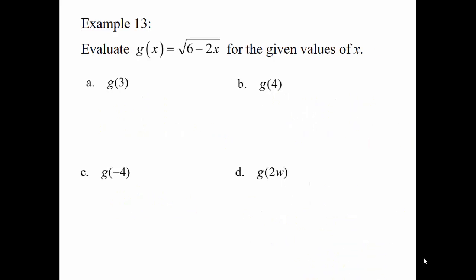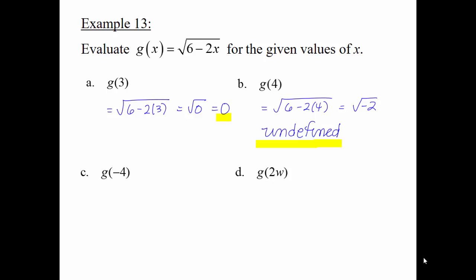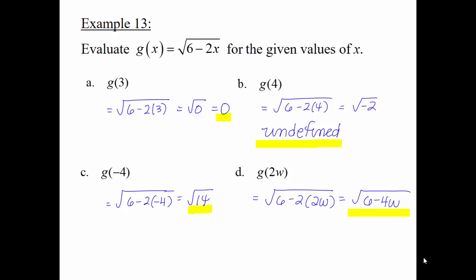Okay, evaluate g of x is equal to 6 minus 2x for the given values. So g of 3 is 6 minus 2 times 3, or 0. g of 4 is 6 minus 2 times 4, square root of -2, or i times the square root of 2, or undefined. g of -4 is 6 minus 2 times negative 4, which is 6 plus 8, or the square root of 14. g of 2w is 6 minus 2 times 2w, or 6 minus 4w.